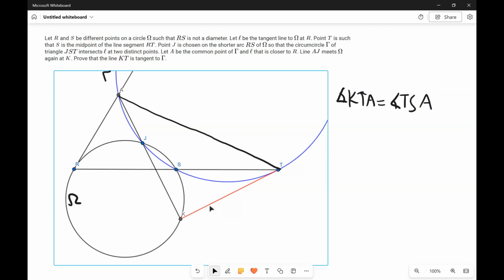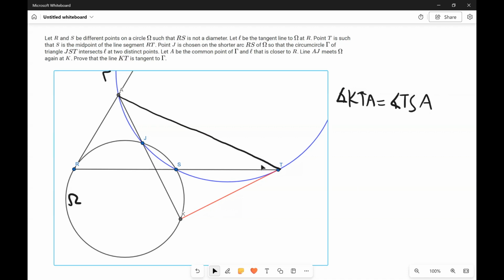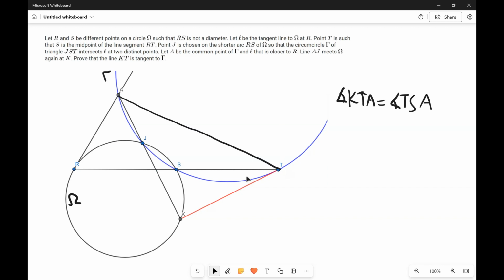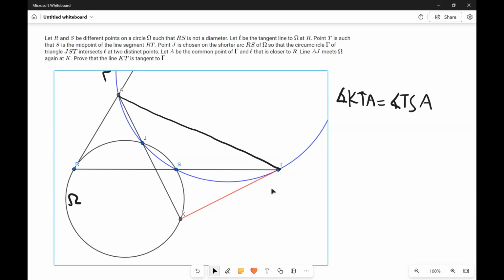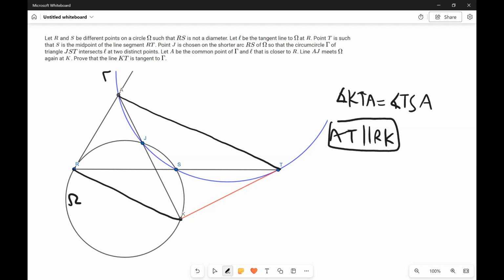And we don't know too much about KT right off the bat, so we might want to show that AT is parallel to something else in order to make this angle a bit more manageable. And after a bit of searching, we might detect that AT is parallel to RK. So we conjecture that AT is parallel to RK. So how do we prove this?